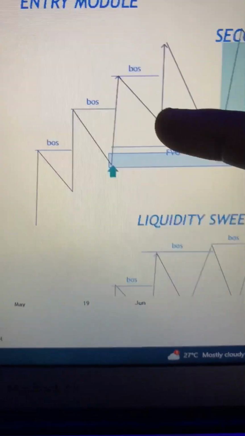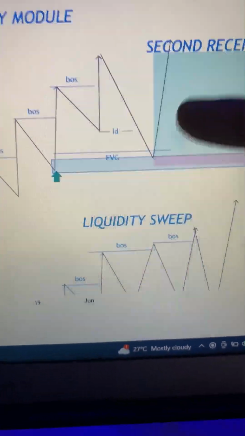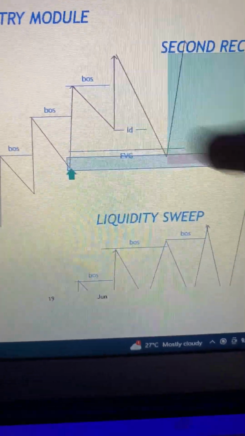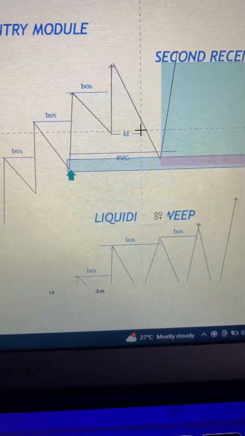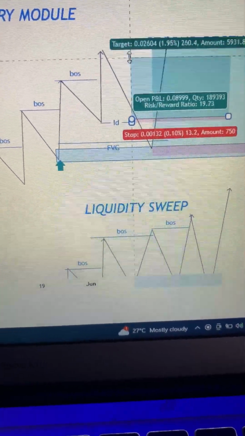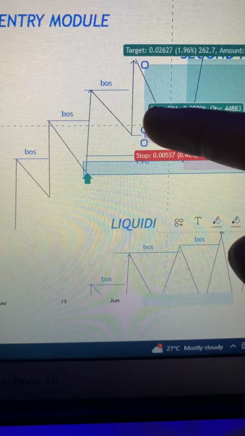This is the first recent low, and this is the second recent low. So here is where you're supposed to pay attention to buy. Don't buy from here, this is an inducement zone. If you go in for a buy somewhere here, you are being induced by the market. So this is an inducement zone, especially when there's no fair value gap.